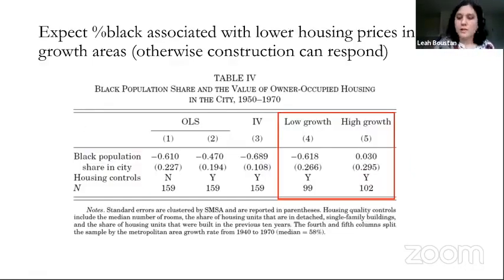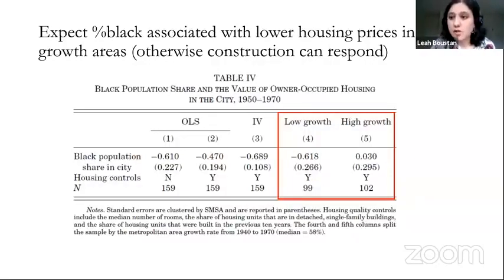So another thing we expect if there's white flight is that when the Black population share increases, then housing prices should fall. And that's what we see. But then in the right-hand side of this table, I also separate metropolitan areas into high growth and low growth metro areas. And the reason why is that, remember, we expect housing prices to fall below construction costs temporarily, but that as housing units depreciate and disappear, then housing prices should come back to the previous level.